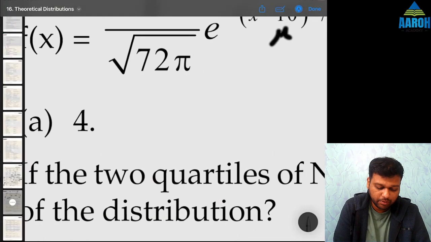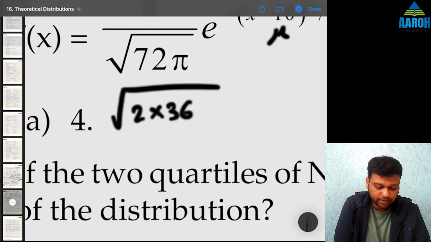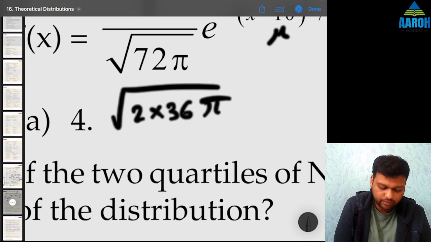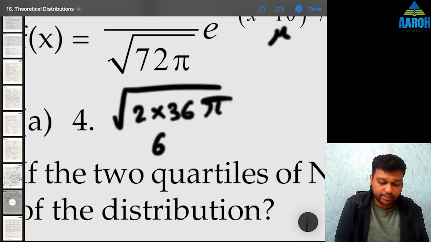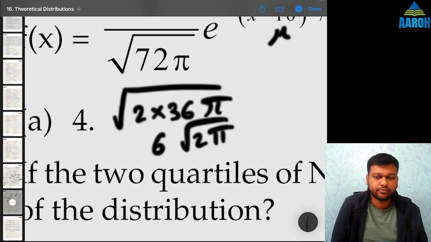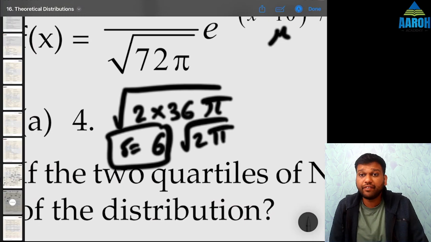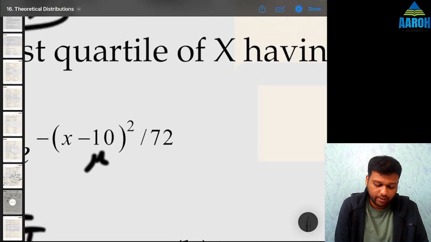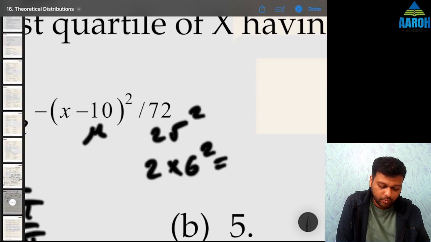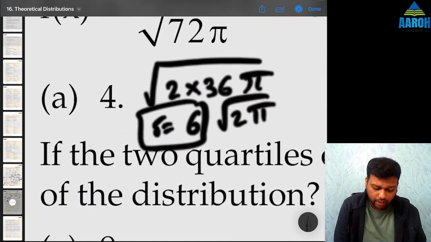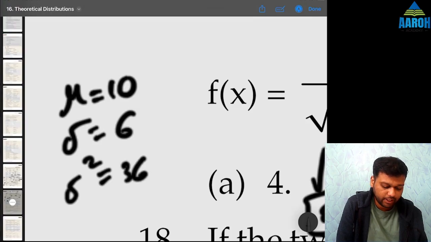So let's try to simplify this also. 72 is what? 2 into 36. 72 by 2 is 36 into pi. Can I take root 36 out of the bracket? What is root 36? 6. So can I take 6 and then root 2 pi? If that is true, that means sigma is equal to 6. Let's verify this. In the denominator here, we have 2 sigma square. So that means we have 2 into 6 square, that is 72, correct? So our answer is correct here. So sigma is going to be 6 and sigma square is going to be 36.